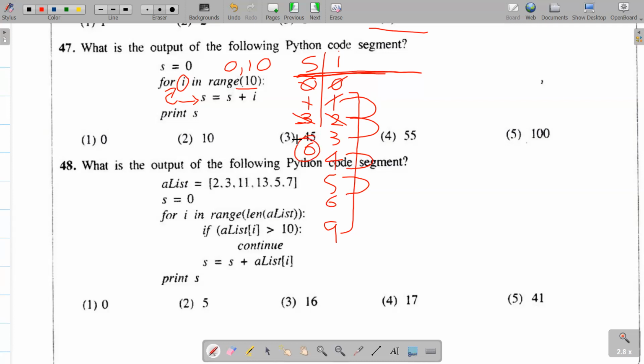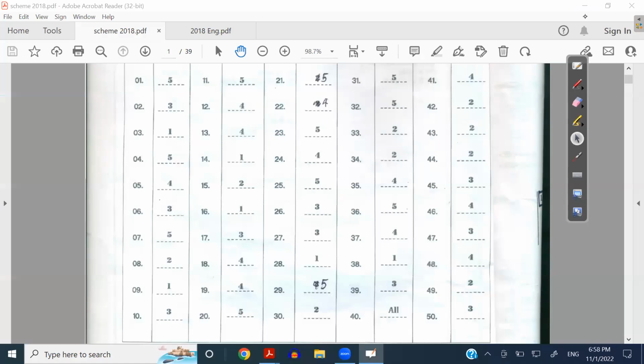Right, so that means you have to add 1 plus 2 plus 3 plus 4 plus 5 plus up until 9. Then 1, 2, 3, 3, 6, 4, 10, 5, 15, 6, 21, 7, 28, 8, 36, 9, 45. Yes, the answer is 45. Right, 47. Third one should be the answer. Yes, third one is the answer.